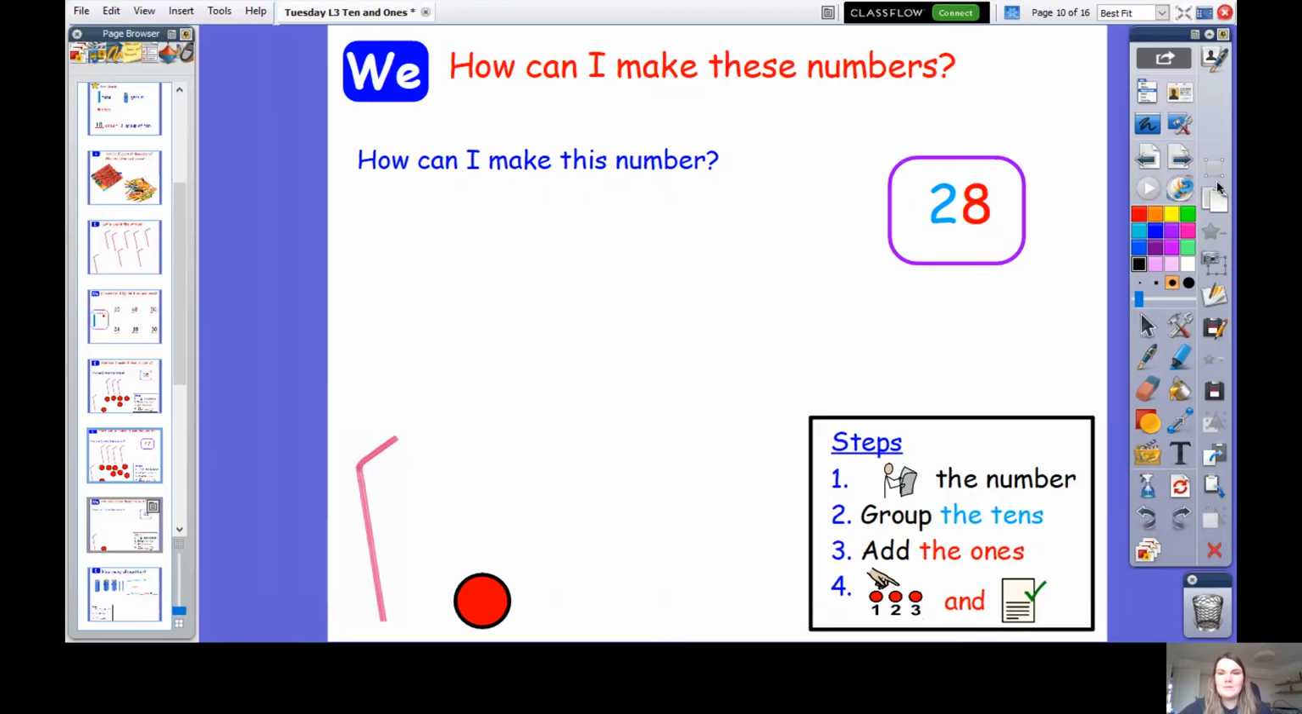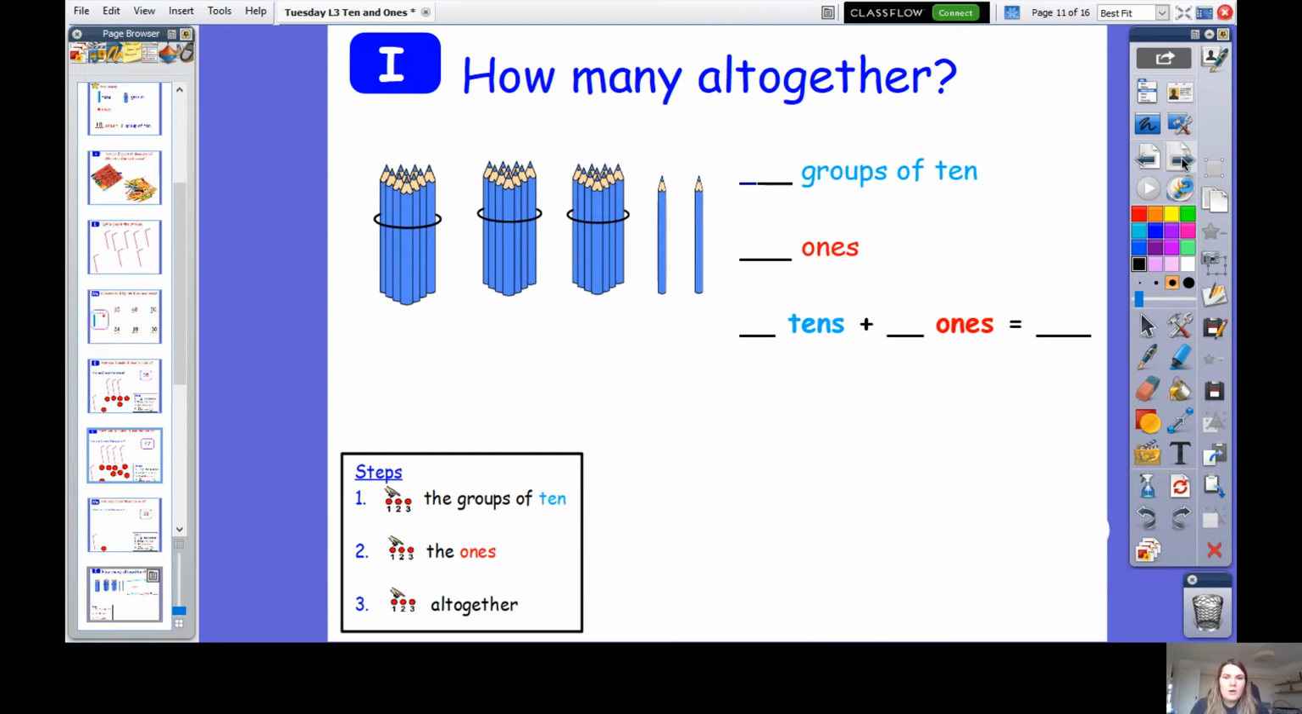Great work, guys. Okay, so we know that we can group numbers together to help us with our counting. We can group the tens and then count our ones. So if I'm looking at this, I can figure out how many I have all together with very little counting. So I can count that there is 1, 2, 3 groups of 10. And how many ones have I got? 1, 2. So these are the 2 numbers I've got. 3 groups of 10 and 2 ones.